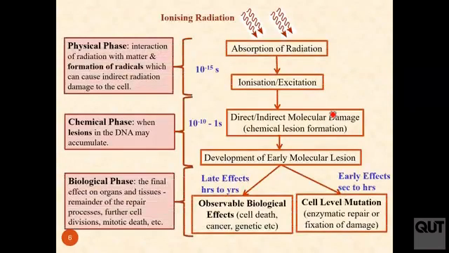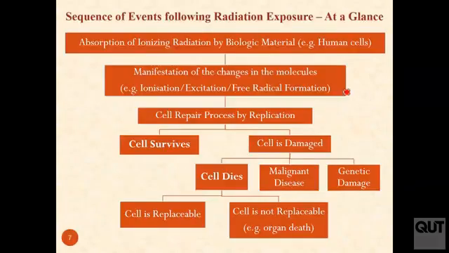So here's some slides. This is the same slide as the previous one, but set out a little bit differently. So the physical phase is the absorption of radiation, the ionisation. Then the chemical phase is the direct and indirect molecular damage, which we covered a little bit last week. And then that's going to go on to the biological phase. So this is going to be observable biological effects like cell death, cancer, genetics, etc., or cell mutation. Incorrect repair of cells.